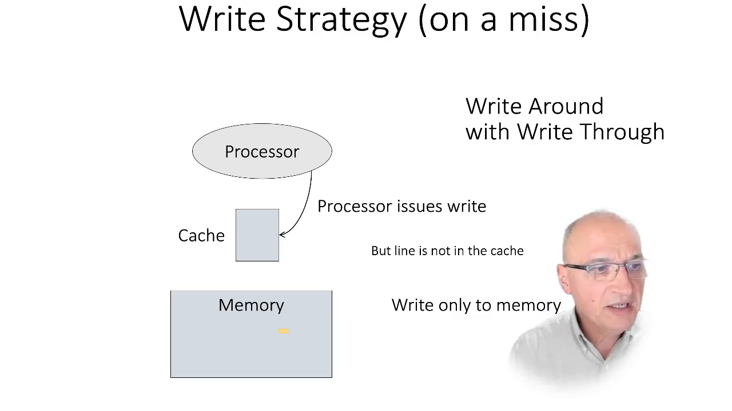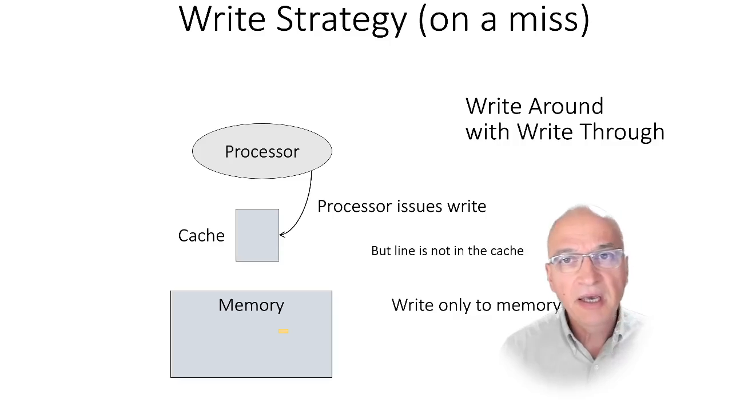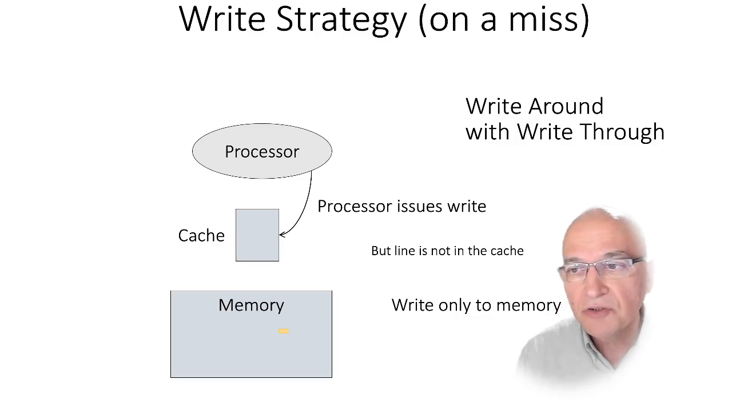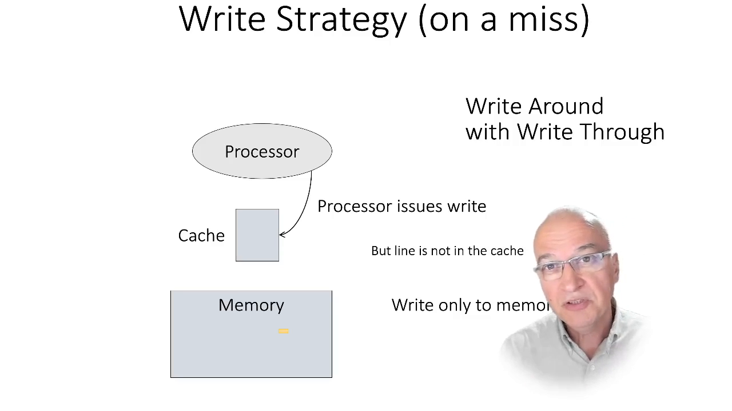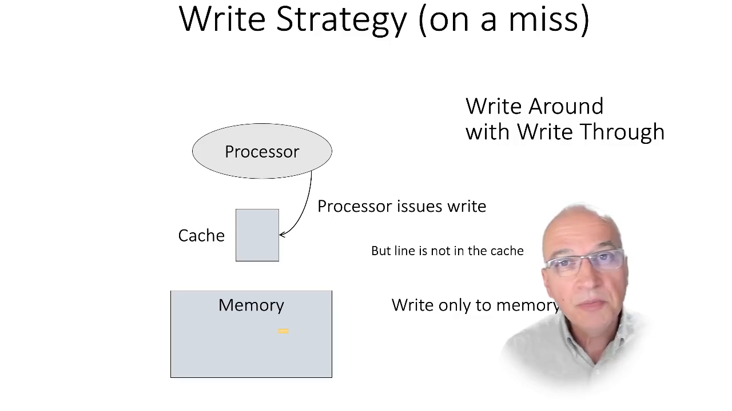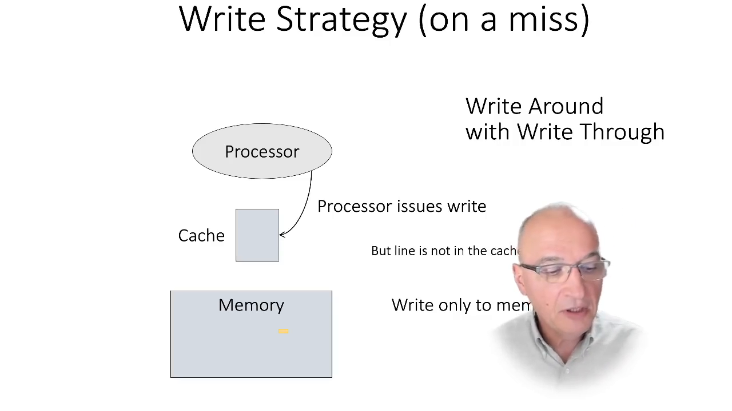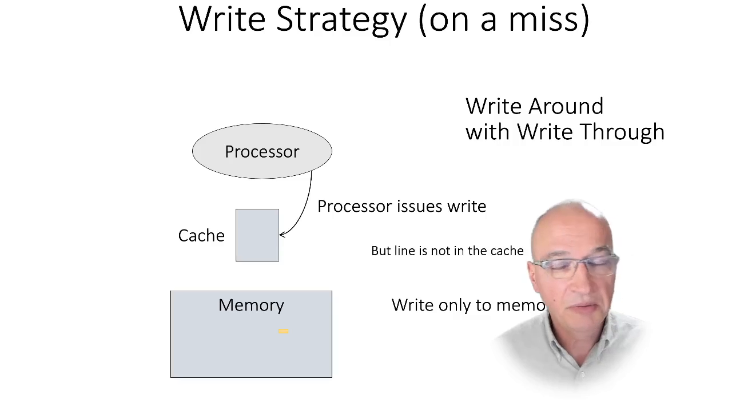So in this case, again, there is no need for a dirty bit, and this is a write around with a write through. It's called write around because in the case of the miss, I write around the cache, but I'm going to be using this policy with a write through because I'm not going to have a dirty bit and I'm not going to have dirty values in memory.